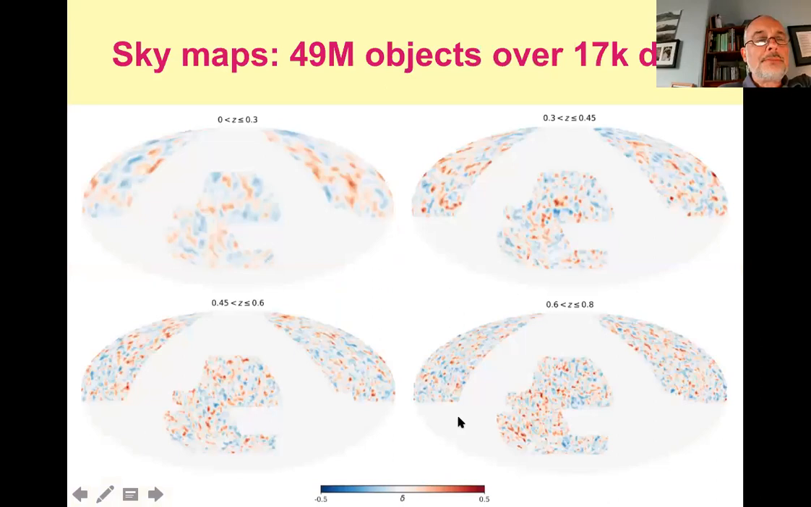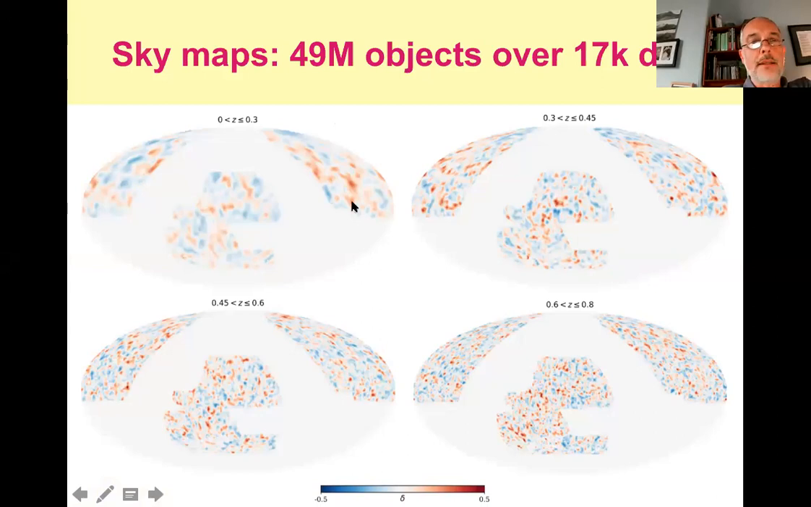Here are the sky maps that you get with the galaxy density in those slices, going from the most nearby local slice to the highest redshift. And if I didn't tell you which was which, you'd be able to see, because it's clear that the angular scale of large scale structure here is finer than it is in the lowest redshift slice. So of course we've taken things further away.